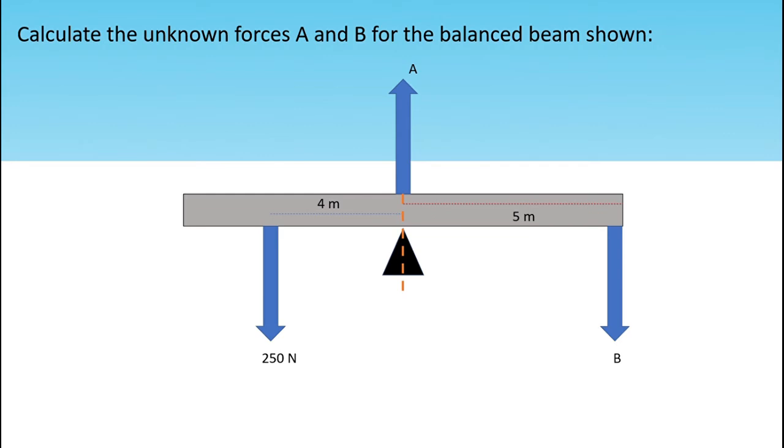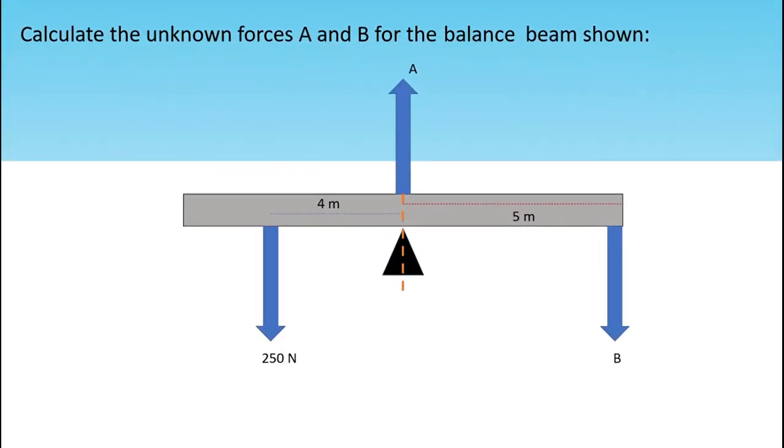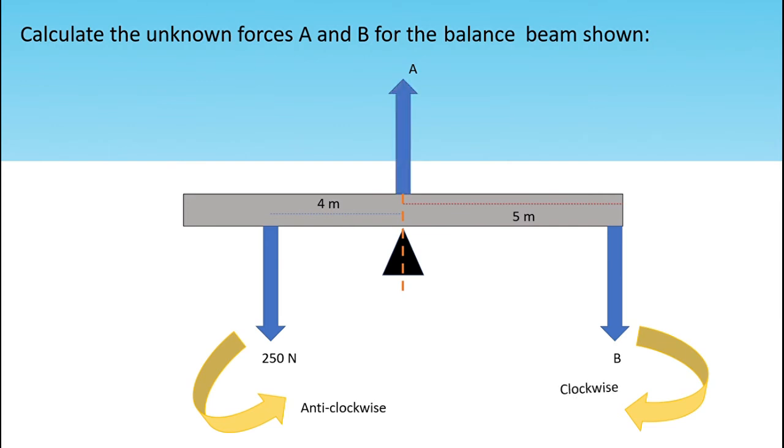Calculate the unknown forces A and B for the balance beam shown. First, let's analyze the turning effect caused by each force. Force 250 Newtons will cause the beam to rotate in the anti-clockwise direction. Force B will cause the beam to rotate in the clockwise direction. And force A has no turning effect because it acts through the pivot.